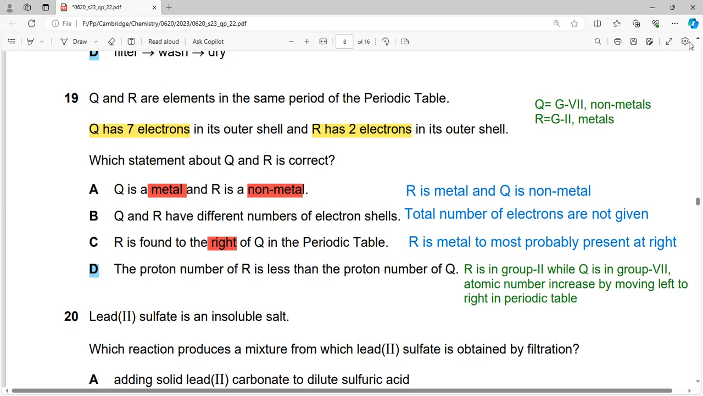D is the proton number of R is less than the proton number of Q. We see that if you proceed from left to right in the periodic table, the atomic number is increasing, so the number of protons is increasing. R is in group 2, while Q is in group 7, and the number of protons in R is less as compared to Q. So D is our correct statement here.